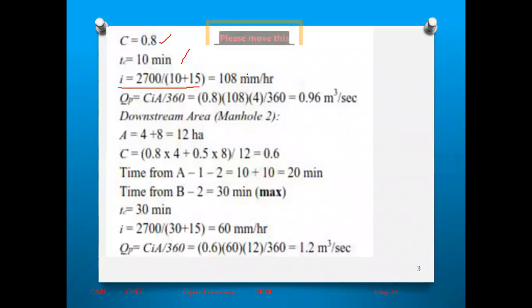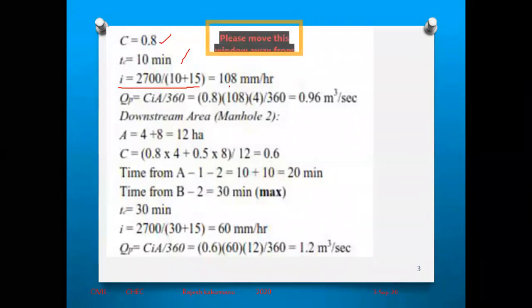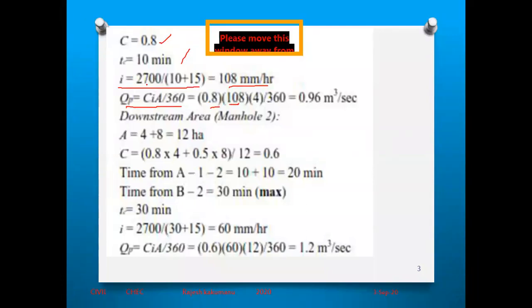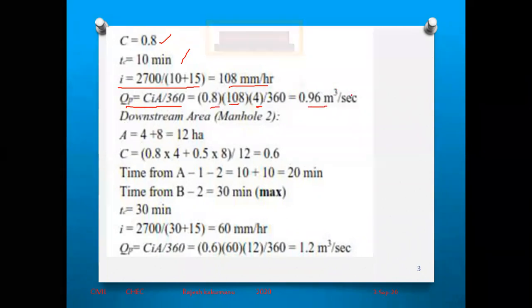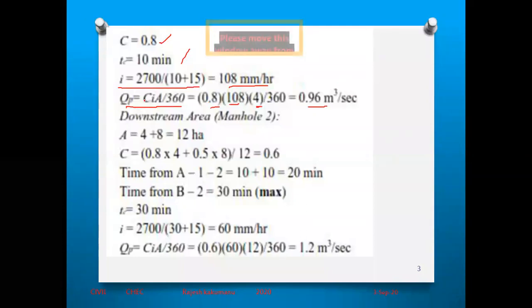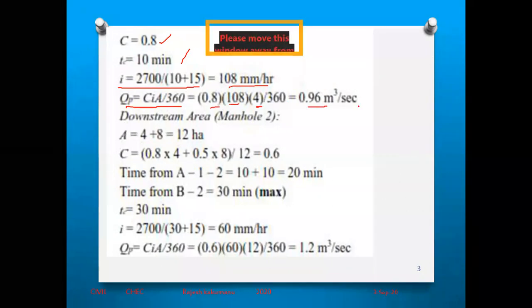So that is 108 mm per hour. Now what is the formula? Qp equals C I A divided by 360. C is 0.8, I equals 108 as we got from this formula, and A equals 4 hectares, divided by 360. So what is the answer? You are getting 0.96 meter cube per second. So the discharge Qp is 0.96 meter cube per second.